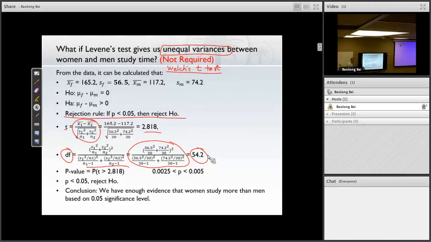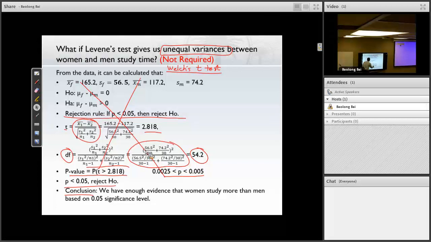So degrees of freedom could have decimal places sometimes too. But when you look up the t-table, just approximate it. So 54.2 on the t-table, the closest degree of freedom will be 50. You look at the 50 degrees of freedom, and this will be the p-value you look at. Compared to alpha, you reject the null, and then the conclusion: we have enough evidence that women study more than men. Again, this is not required. Don't spend any time on Welch's t-test. All we need to know is that we have Welch's t-test available.